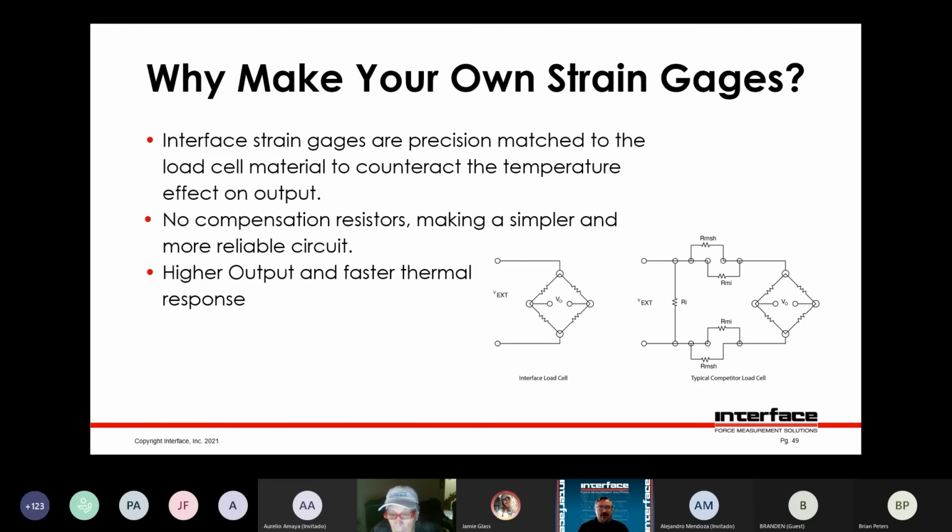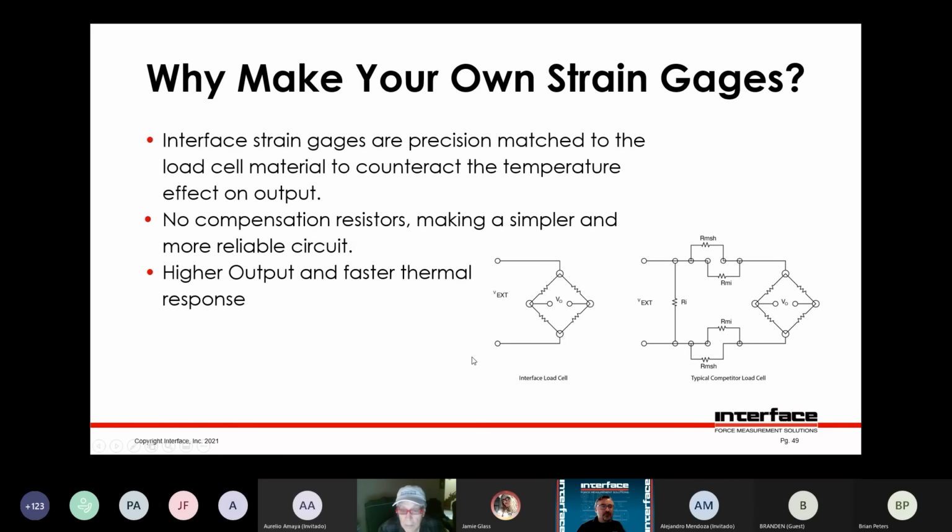We also don't have to have the compensation resistors that other manufacturers use. That makes a simpler circuit and also more reliable. And you can see in that diagram there, you have a load cell without the compensation resistors, which would be an interface load cell, and a competitor's load cell would have other resistors that add complexity and also add more failure points.